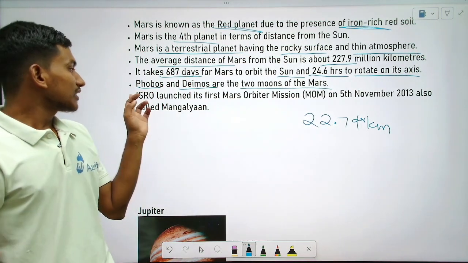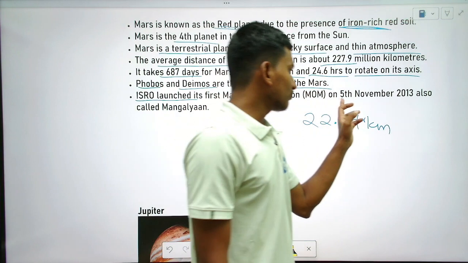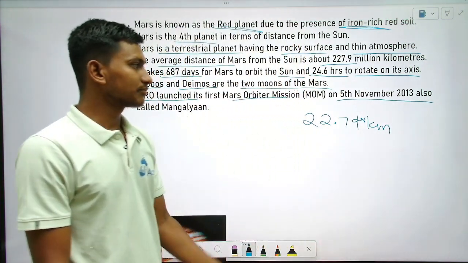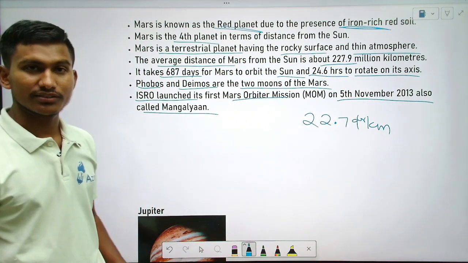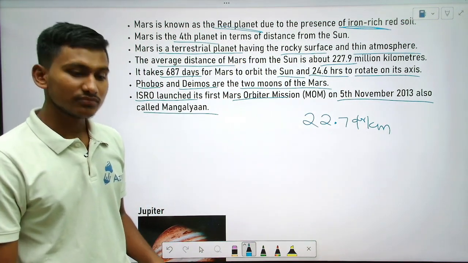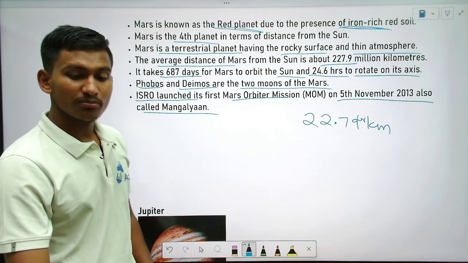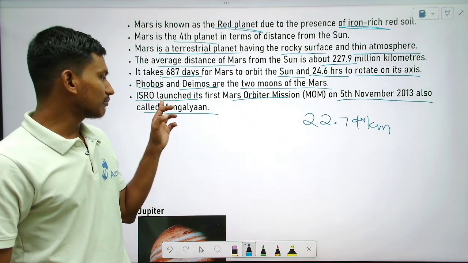Okay, ISRO launched its first Mars orbiter mission on which day? 5th November 2013, also called Mangalyaan. You may have heard of the Mangalyaan mission, right? It was for Mars. To explore Mars, India launched Mangalyaan.